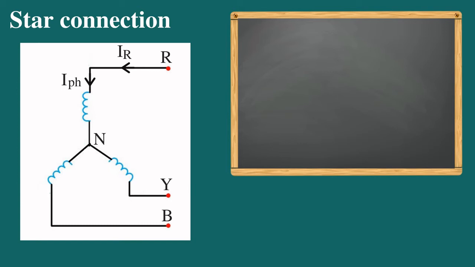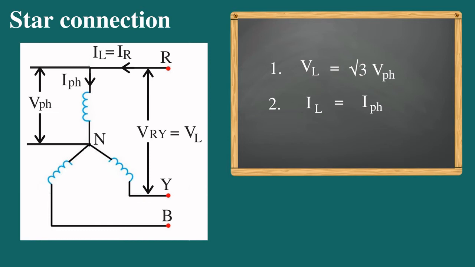Now coming to the currents, IR is line current, IPH is phase current. If you observe this carefully, you will find it is a common branch. So IR will be equal to IPH, and as we know, IR is line current, so line current will be equal to phase current. So here are two important results from star connection. First one is VL is equal to root 3 VPH. That means line voltage is equal to root 3 times phase voltage. And second one is IL is equal to IPH. That means line current is equal to phase current.